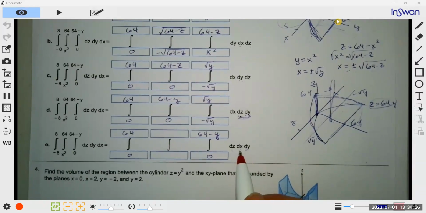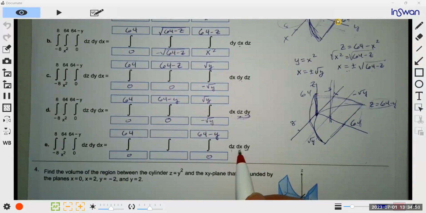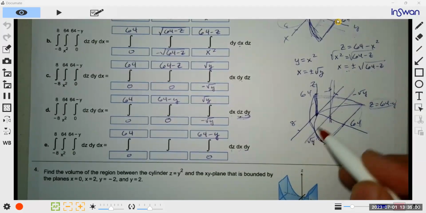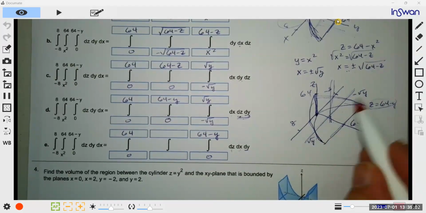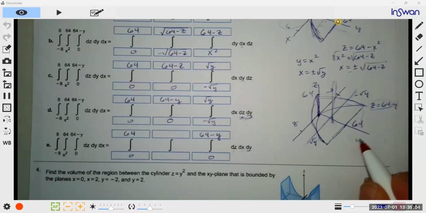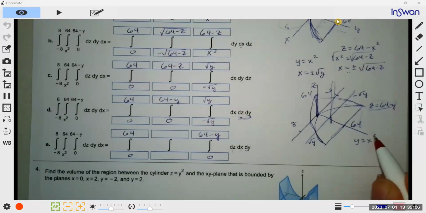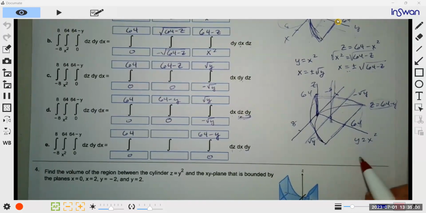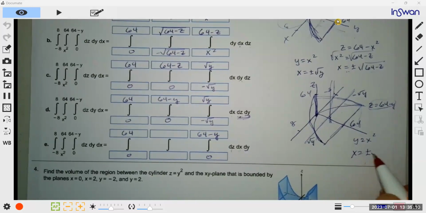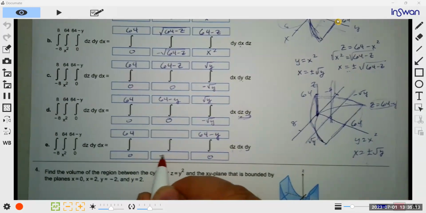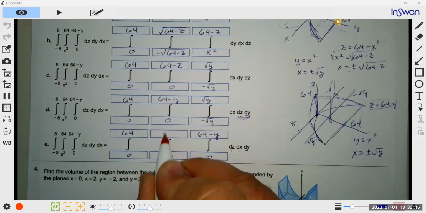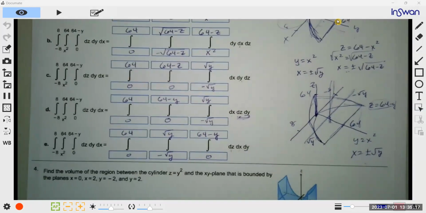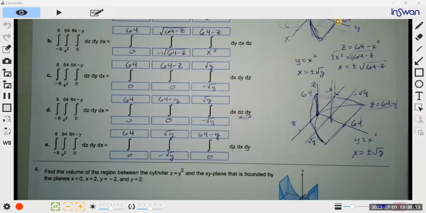Now, the next one has to be parallel to the x-axis, so it has to go this way. That's our line L. Again, the only equation we have for the x is this one. So x is equal to plus or minus radical y. Minus radical y to positive radical y. So that's how you look at the transformations of bounds when you ever look at those.